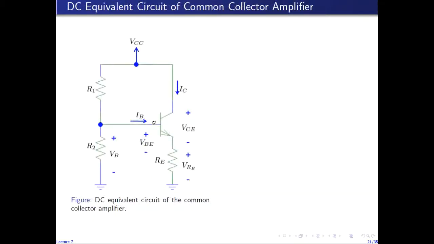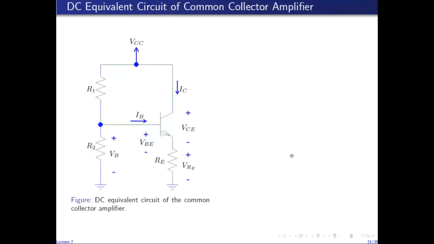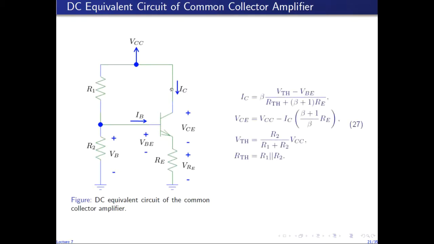So at DC, this is the equivalent circuit of the amplifier, which is obtained by open circuiting the capacitors. So this is a reduced voltage divider biasing network. I call it reduced because RC is 0. So the output collector current and the output collector-emitter voltage are given by the usual expressions. The only difference is that in this expression for VCE, RC has been set to 0.